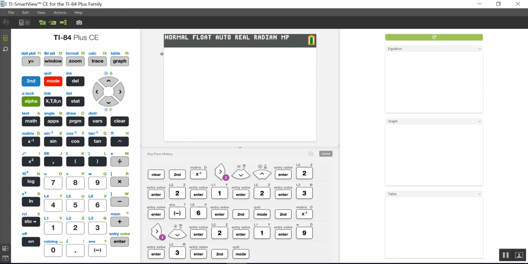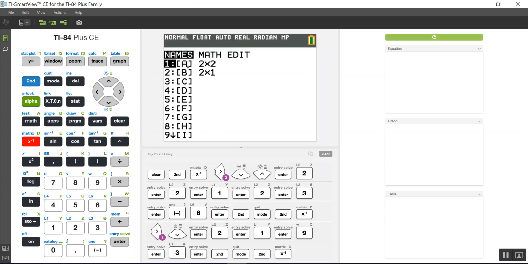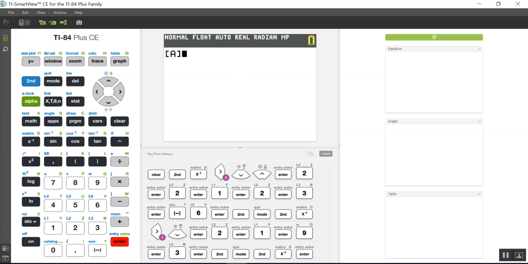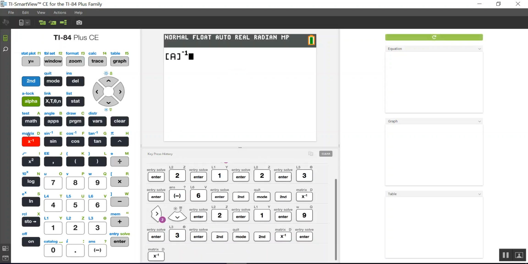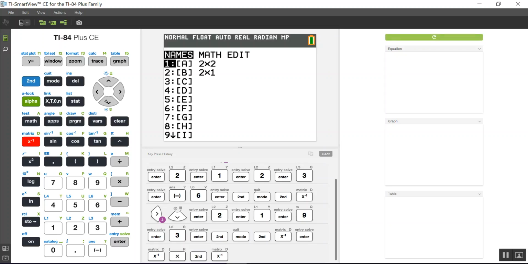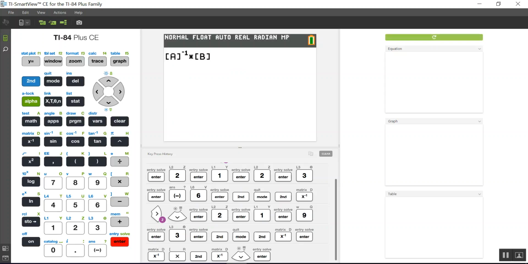So to get matrix A up here, I need to go to second and pull up matrix. Here's where I'm going to use names. So I'll hit enter. And I need the inverse of that, and that's this same button here that matrix is above, the x to the -1. That's the inverse of A times, and let's go back to matrix because now I need the name of B. And then I'll put B on my screen. So here I have the inverse of the A matrix times B.